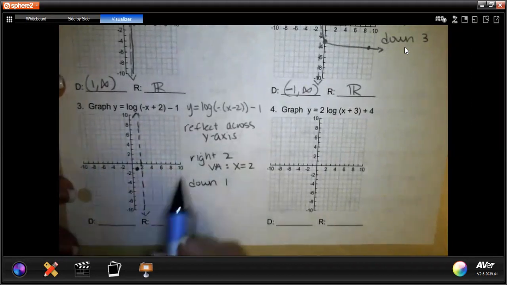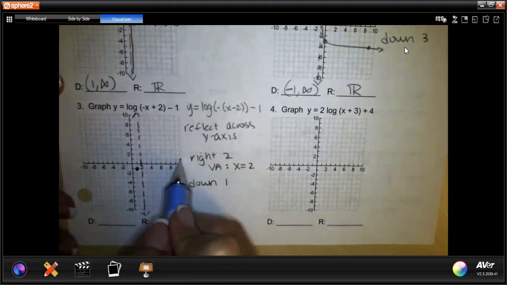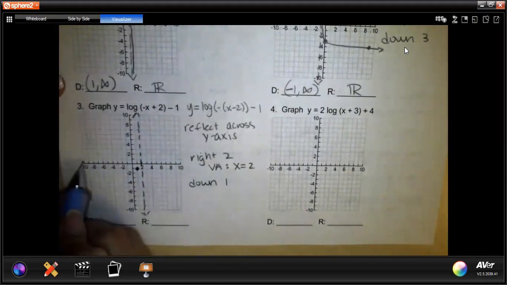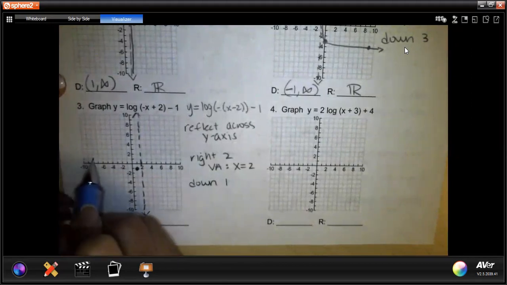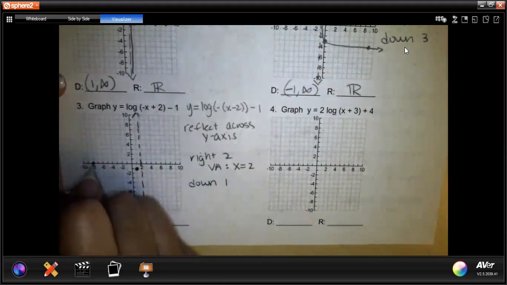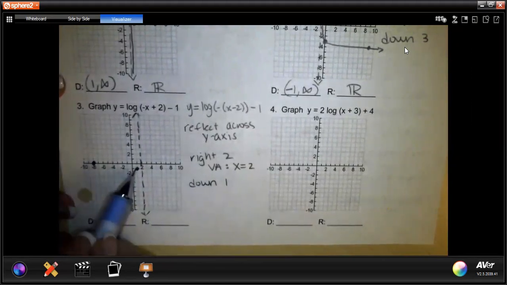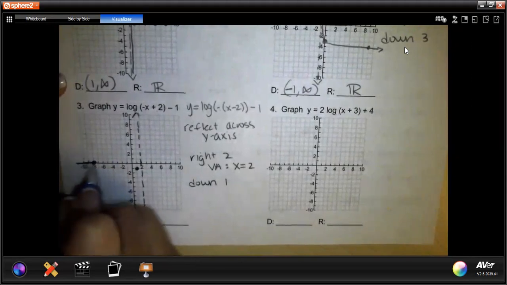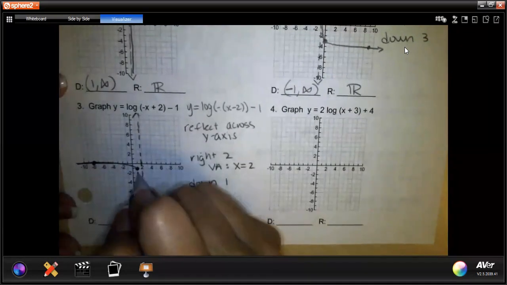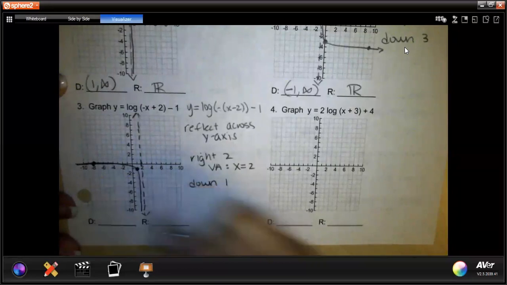I do the same thing for my next point, which was 10, 1. I reflect it across the y, and that goes to -10, 1. I move it to the right 2 and down 1. This point is above this one, 1 unit, and so I'm going to move it towards the asymptote this way.